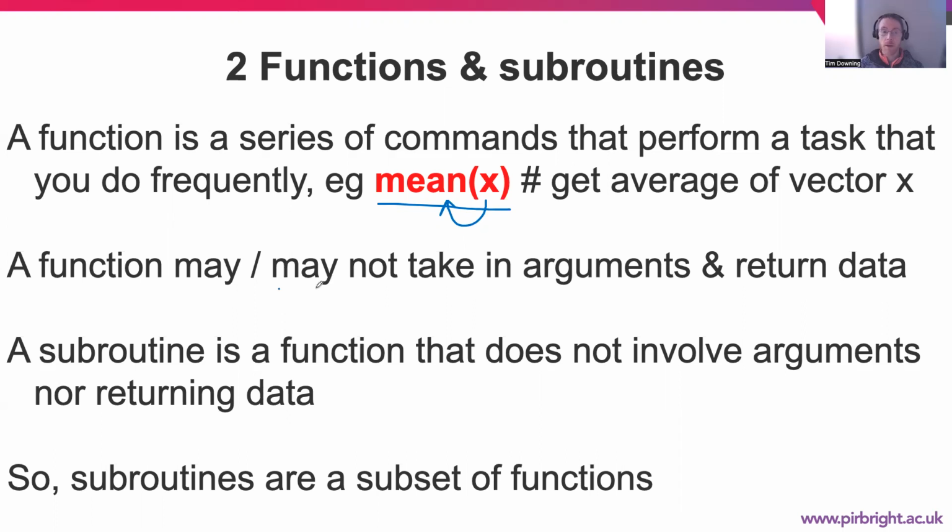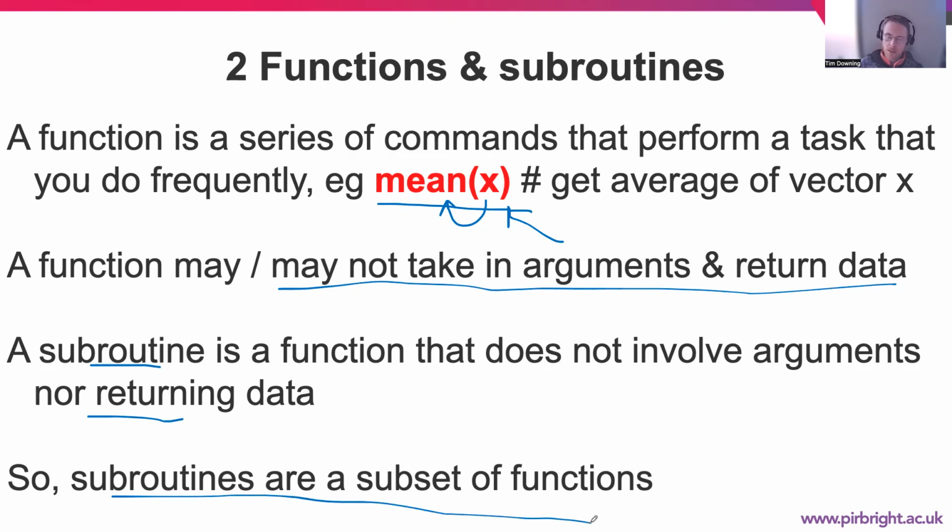Note that functions may or may not take in arguments and return data. Some send you back data, like you'll get the mean of x back from this. And some take in arguments, like x here, x is an argument, but some don't. So what we can say is that a subroutine is a function that involves neither arguments nor returning data. So a subroutine is a type of function. Sometimes they're used interchangeably, but technically, that's not entirely true. So we pay attention to how we can use functions and subroutines appropriately.